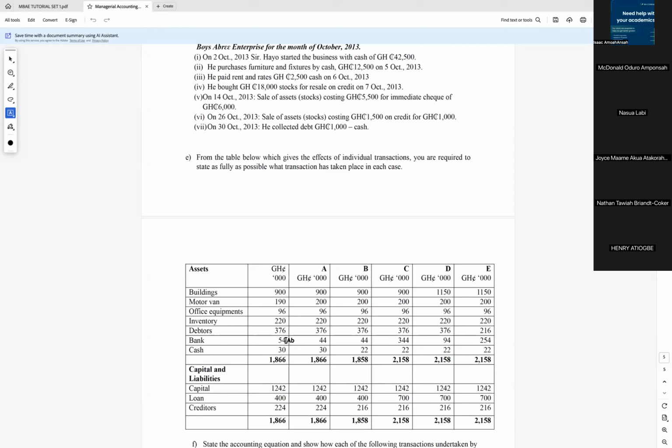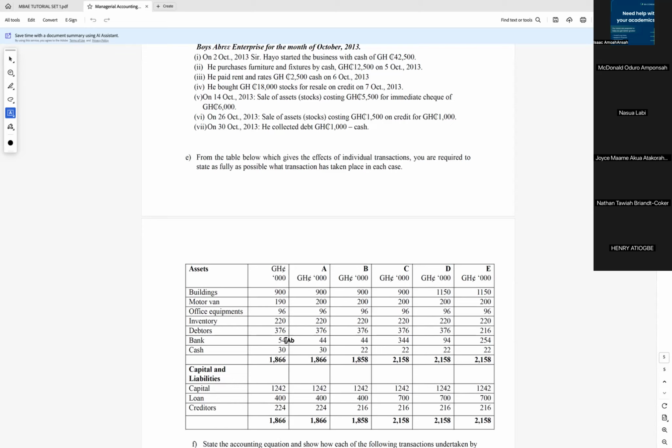Cash is the same at 30,000. Capital is the same at 1,242,000. Loan is the same at 400,000. Creditors is the same at 224,000 Ghana cedis. So the amount of change is just on bank and then motor van. Motor van goes up by 10,000 and then bank goes down by 10,000.